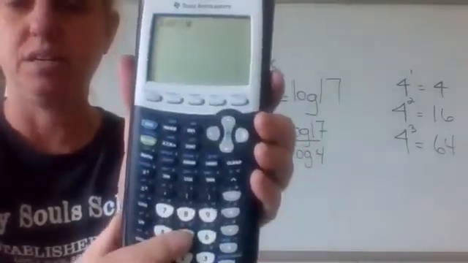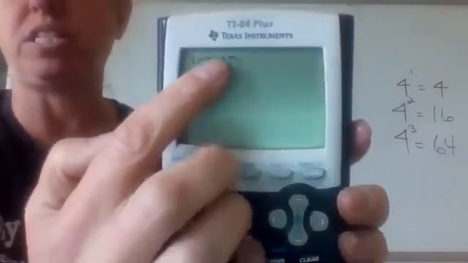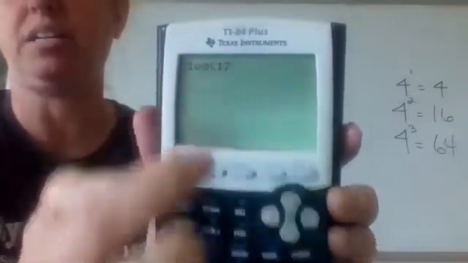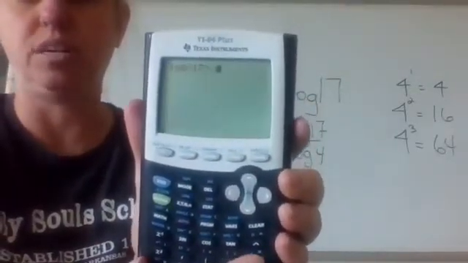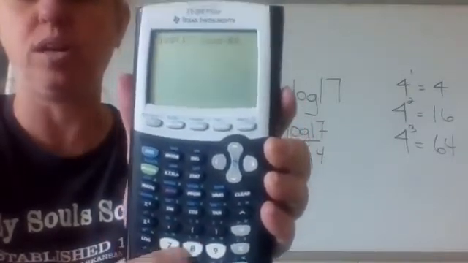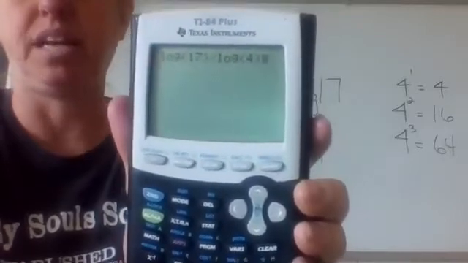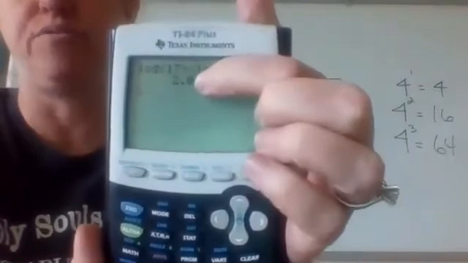17. When you do log, it's going to automatically open a parenthesis for you. So make sure now you shut it. Divided by log 4. So divided by your regular log button again, 4, and then close it. Hit enter, round to 4 decimals.